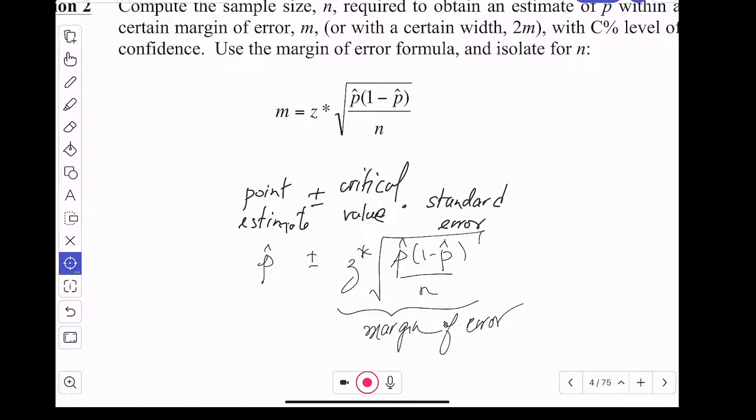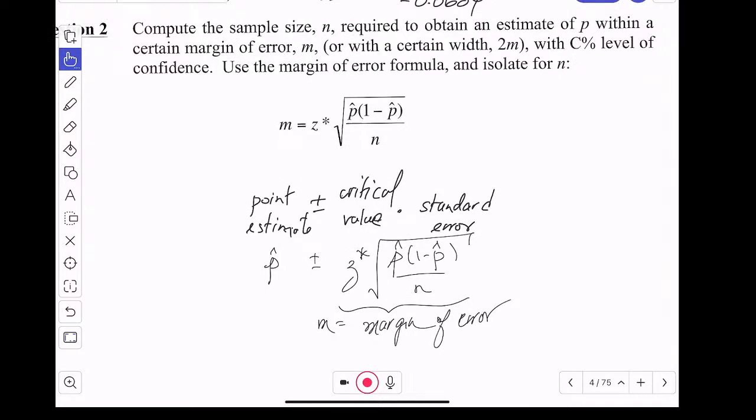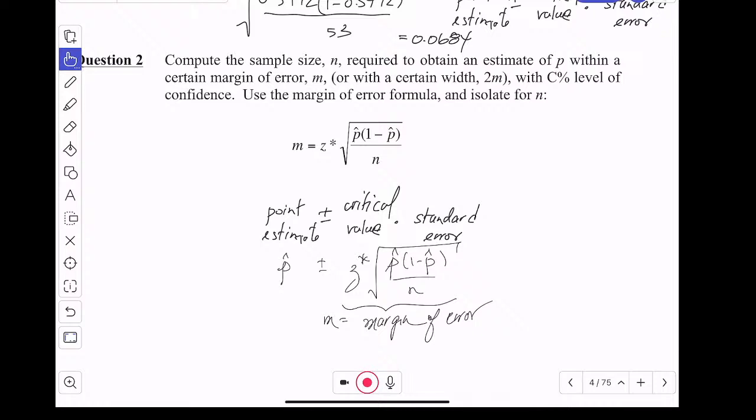So what I'm going to do is give that a label. So M is a symbol for margin of error. And what we want to do is figure out the sample size that we should draw to obtain a certain amount of precision in our estimate. Isn't this great that we can do this?